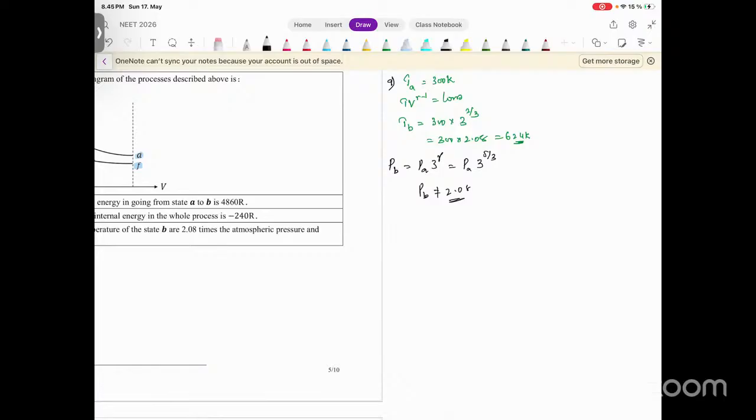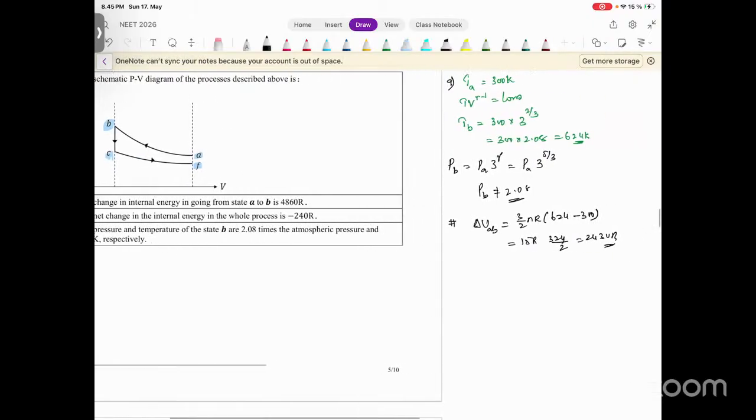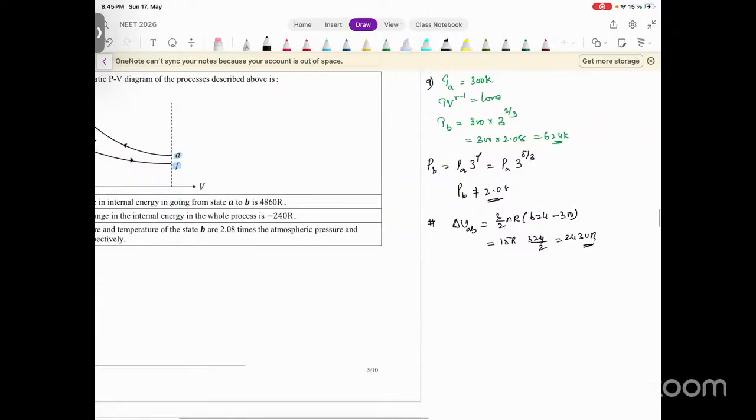Okay, let me check the internal energy. The change in internal energy from A to B will be equal to 3 by 2 times nR into (624 which I got, minus 300). So this will be 15 into R into 324 divided by 2, that is 2430 R. So the net change in internal energy for the whole process, I got 2430. That means it is also not correct.